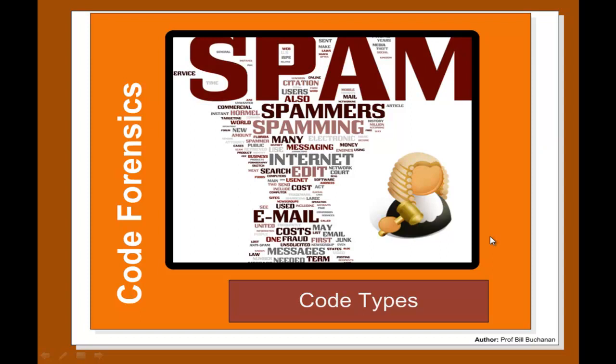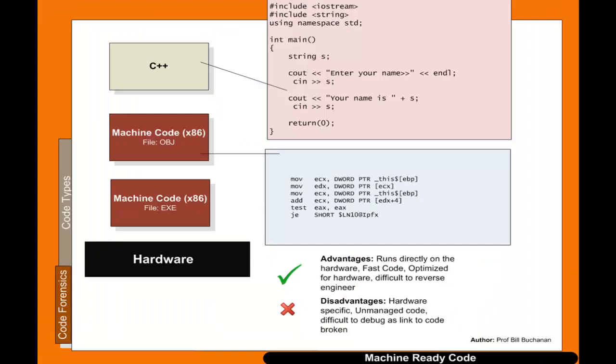So in this part we'll look at some code types, because they're not all the same. There tends to be some kind of interface between the actual running of the code and the hardware itself. Either it could run directly on the hardware, or there is some intermediate agent which is converting from native code into the actual machine code of the architecture that's running.